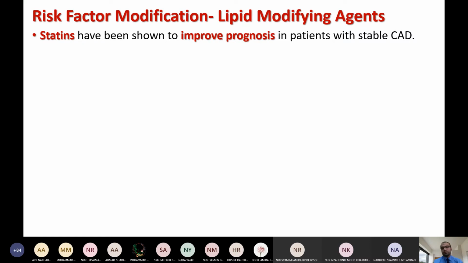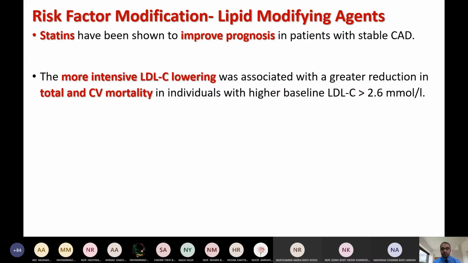Of course, when we talk about lipid modifying agents, we have statins. Statin therapy has been shown by very well-established evidence to be able to improve prognosis. Improving prognosis means they can modulate the patient's risk of having a future cardiovascular event. Trials compared statin receivers and statin non-users, and there were significantly fewer cardiovascular events in patients who have been or are on a statin. This is very important, and we'll discuss it in detail in hyperlipidemia.